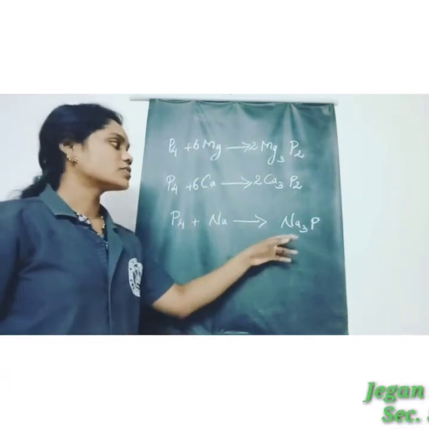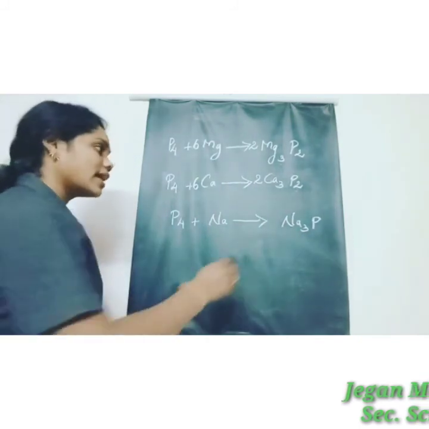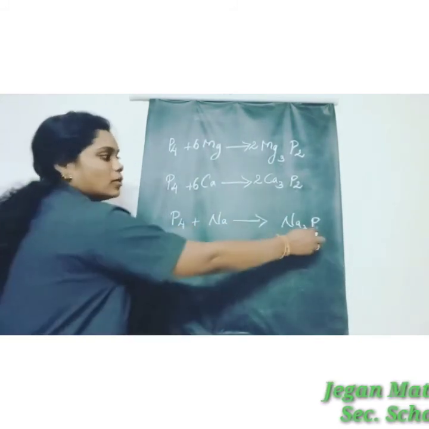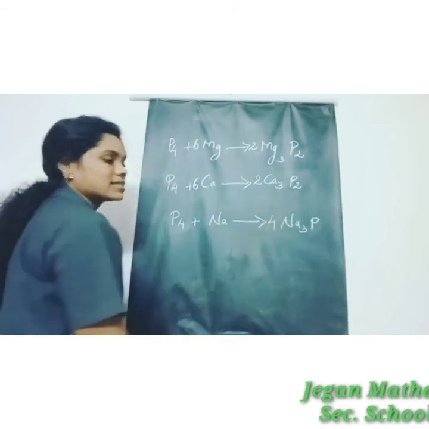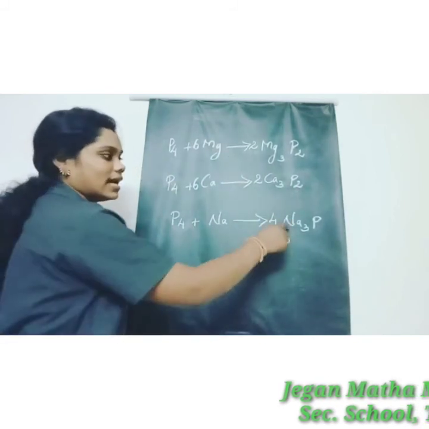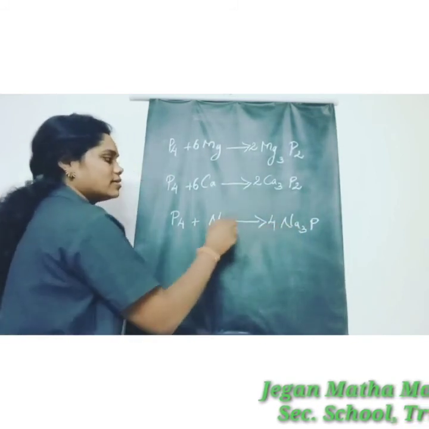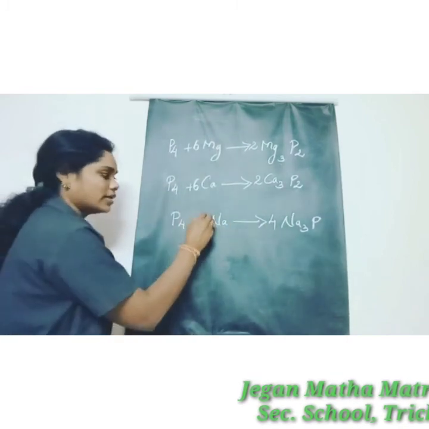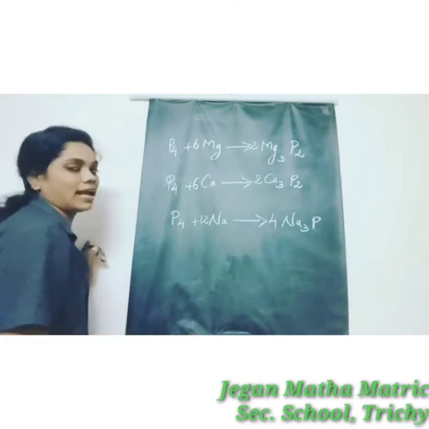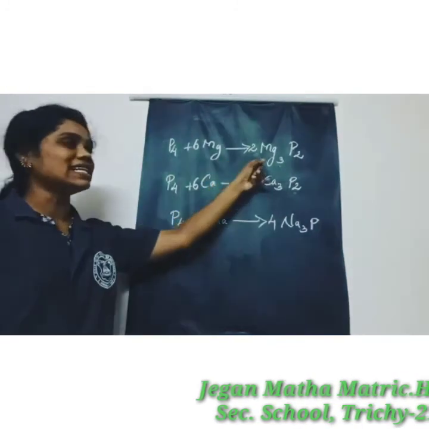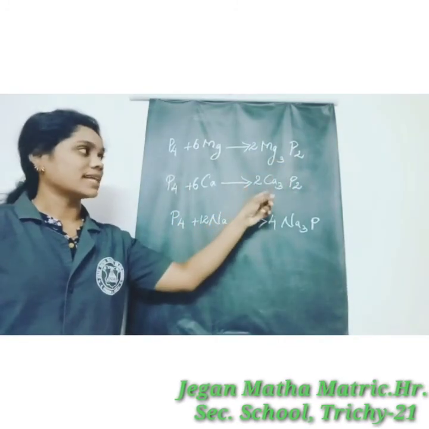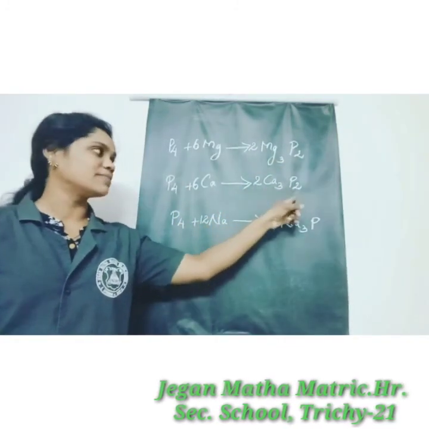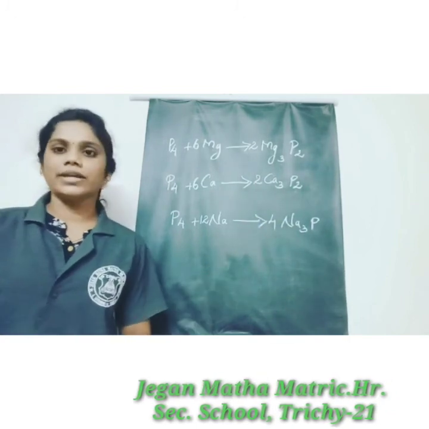And next one, sodium phosphide. So here phosphorus 4 times, but here only 1 time. So 4 times. And then sodium, here 4 3s are 12. So here only 1 time of sodium. So 12 times of Na. The first one is magnesium phosphide. Second one is calcium phosphide. And third one is sodium phosphide.